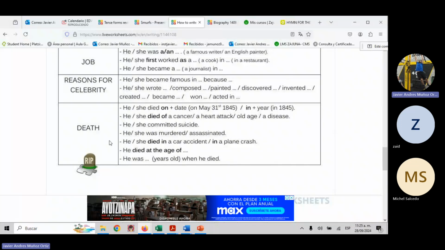But if he or she is already dead, because you chose a character from the 17th century, or before Christ, let's suppose we could say something like he died in this year, on this date, or he died because of this illness like cancer, heart attack, diphtheria, or something like that.